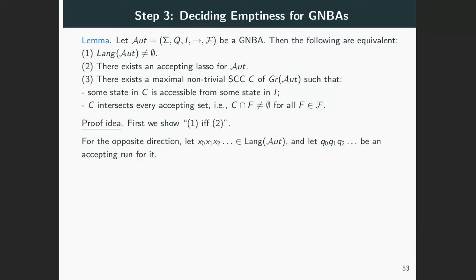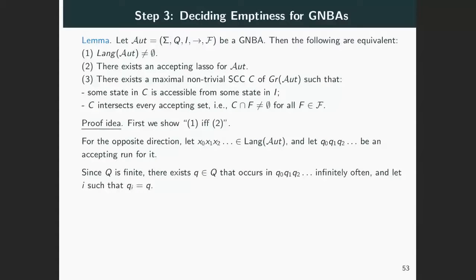For the other direction of this equivalence, assume that the language of the automaton is non-empty, and let x0, x1, and so on be an infinite word accepted by the automaton, and let q0, q1, and so on be an accepting run for it. The set of states is finite, so there exists some state q that appears infinitely often on this run. And let's choose some position i on the run where q appears, so that qi is q.